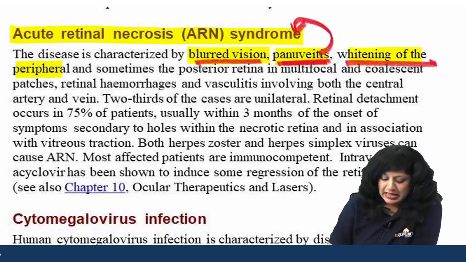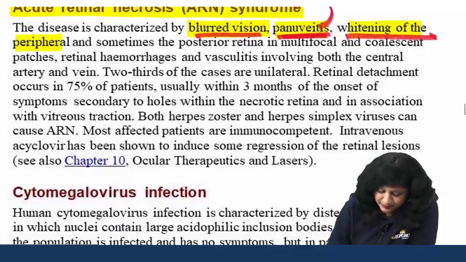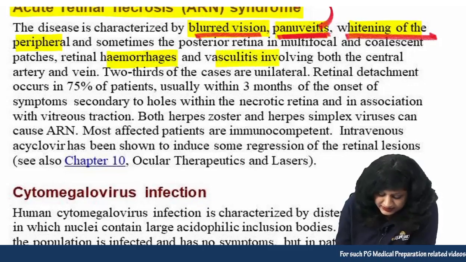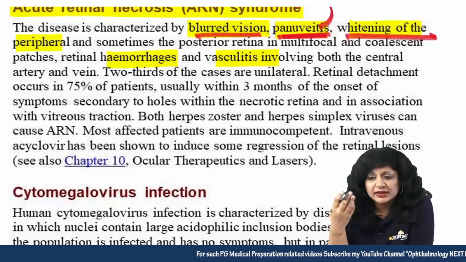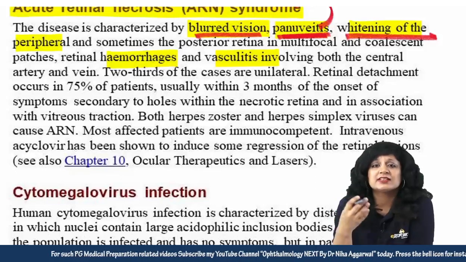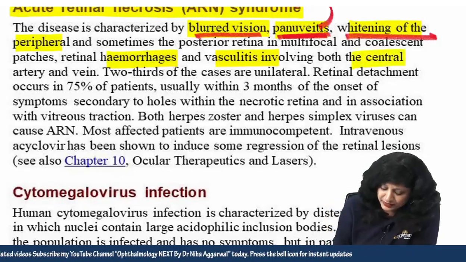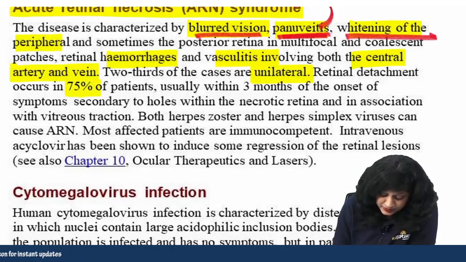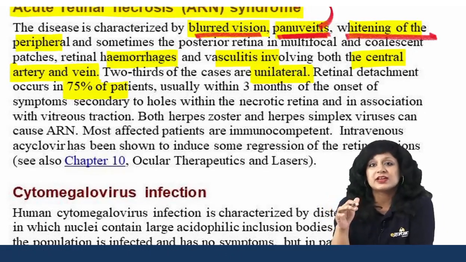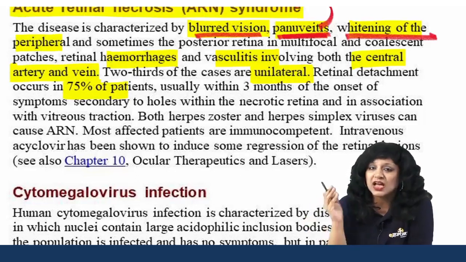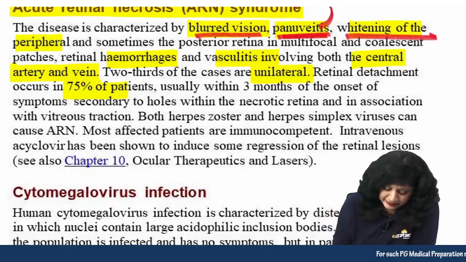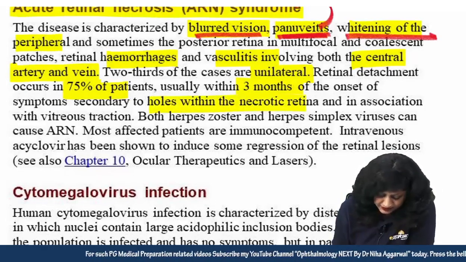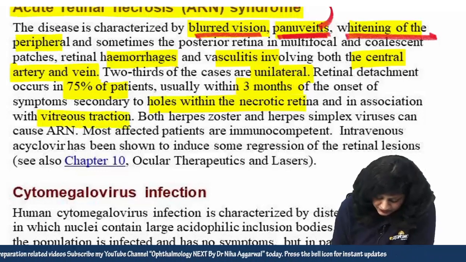Sometimes the posterior retina is multifocal and confluent, and you can get retinal hemorrhages, vasculitis, and retinitis. The hemorrhages, vasculitis, and necrosis occur in both the central artery as well as the vein. Two thirds of the cases are unilateral. Retinal detachment occurs in 75% of the cases, so obviously it's very common. Two thirds of the patients show retinal detachment, and that too within 3 months of the onset of symptoms, secondary to holes within the necrotic retina, or in association with vitreous traction.